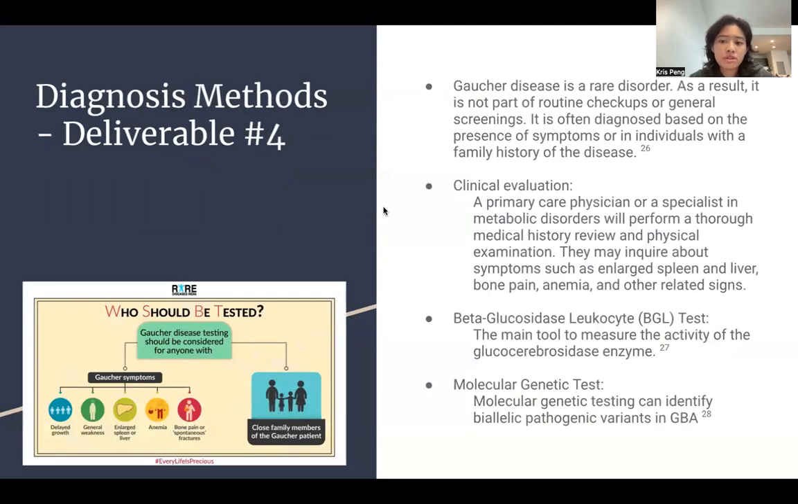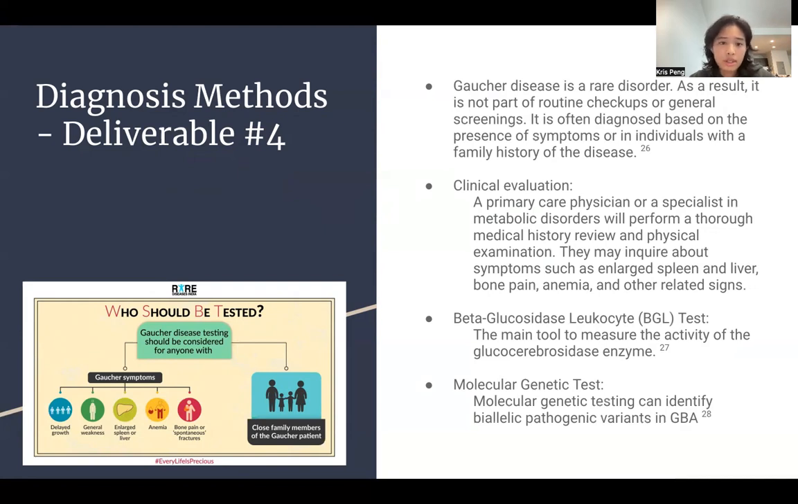Gaucher disease is a rare disorder, so it's not part of a routine checkup or general screening. It is often diagnosed based on the presence of symptoms or in individuals with a family history of the disease. A combination of clinical evaluation and tests are needed for the diagnosis.